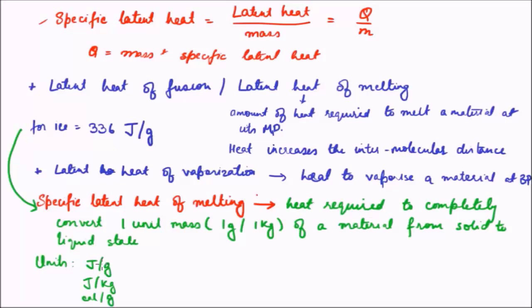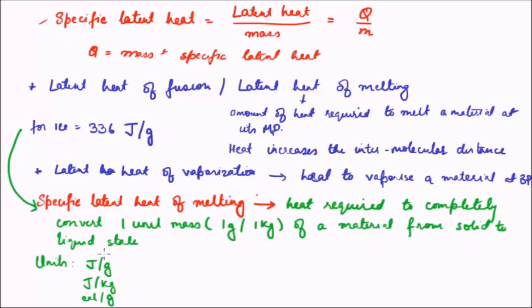Similarly, we have something known as specific latent heat of vaporization. That would be the heat required to completely convert 1 unit mass of a material from liquid state to gaseous state. So for melting it was solid to liquid, for vaporization it would be liquid to gaseous. And if I remember correctly, the specific latent heat of vaporization for water is somewhere around 2260 joule per gram. The units will be the same for specific latent heat of vaporization too.